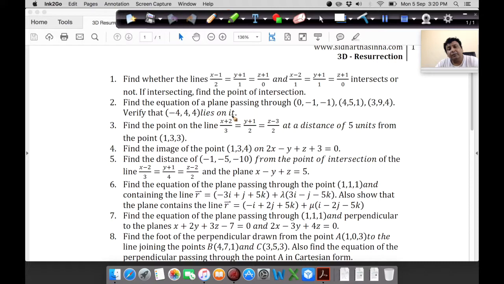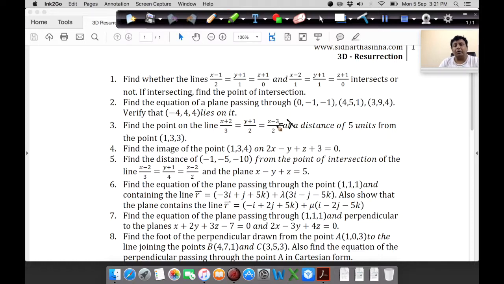Then, all the 4 points are coplanar. This is the way to prove coplanarity of points, basically, not planes. Next question, find the point on the line this at a distance of 5 units from the point (1, 3, 3). So, equate this whole thing to lambda and get x, y, z in terms of lambda.